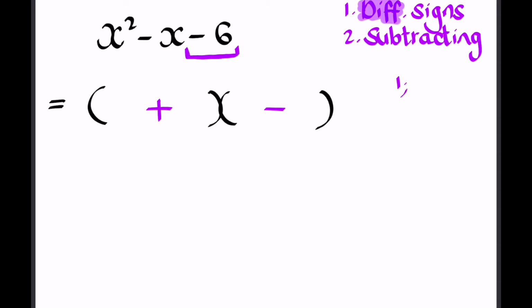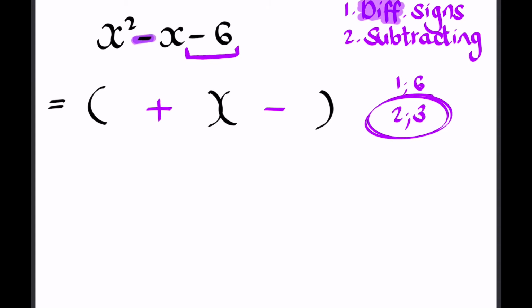So I'm going to quickly write out the factors of 6. 1 and 6, 2 and 3. Now which of those two sets of factors, when subtracted, give me 1? It's going to be 2 and 3. But now in my one bracket there's a minus, in my one bracket there's a plus. So I need to know which factor to put where. So I look at my middle term, and my middle term is negative. So I'm going to look at my bigger number, and that's what's going to get the negative. So the 3 will get the negative, so therefore the 2 will get the positive. X squared factorized becomes x and x.